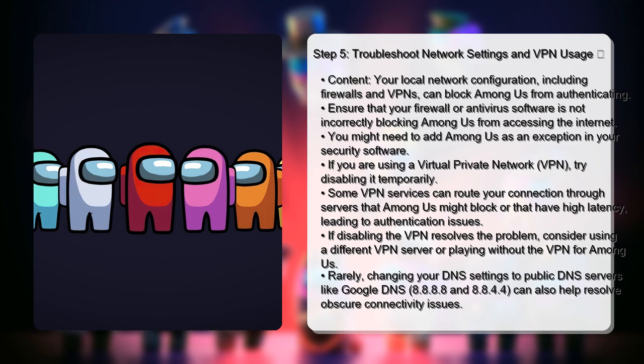If you are using a virtual private network, try disabling it temporarily. Some VPN services can route your connection through servers that Among Us might block or that have high latency, leading to authentication issues. If disabling the VPN resolves the problem, consider using a different VPN server or playing without the VPN for Among Us. Rarely, changing your DNS settings to public servers like Google DNS can also help resolve obscure connectivity issues.